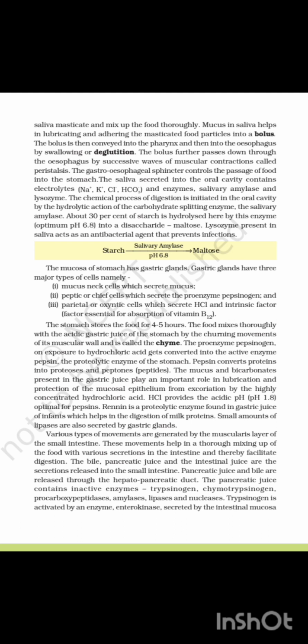The bolus is then conveyed into the pharynx and then into the esophagus by swallowing or deglutition. The bolus further passes down through the esophagus by successive waves of muscular contractions called peristalsis. The gastroesophageal sphincter controls the passage of food into the stomach.